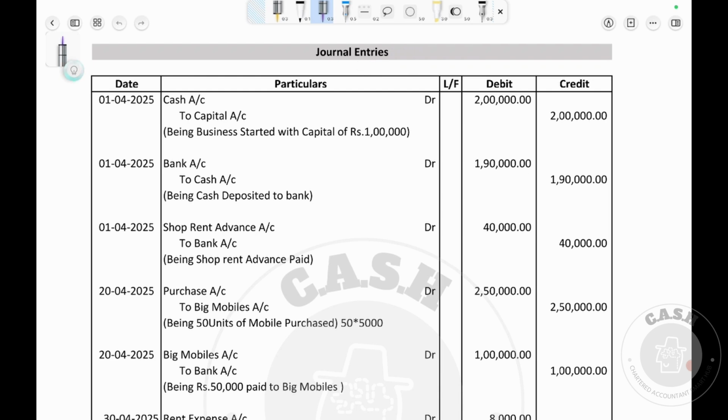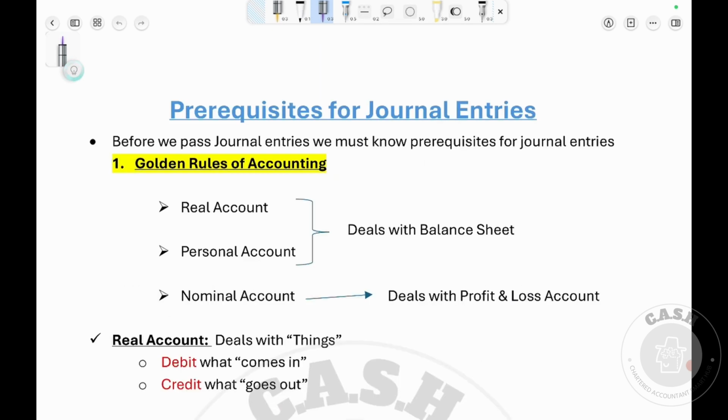Before passing journal entries, we must know the prerequisites of journal entry. So, what are the prerequisites for journal entry? It is not a big thing, but just the golden rules of accounting. Why are they golden rules? Because wherever you do accounting, whether it is a big firm having capital of 1,000 crores or a small entity with a capital of rupees 100, these rules apply to everyone. If you know the golden rules of accounting, then you can pass journal entries quickly.